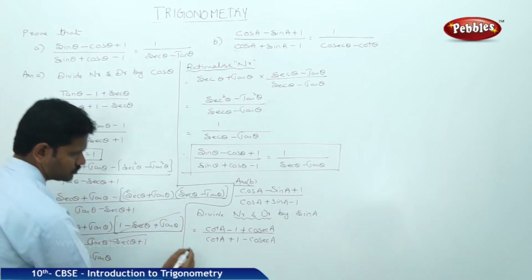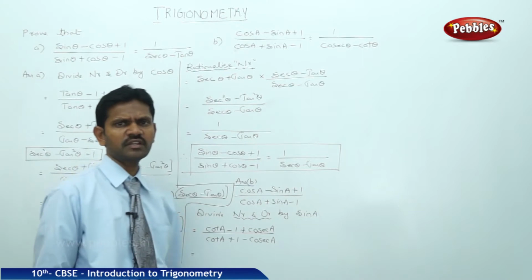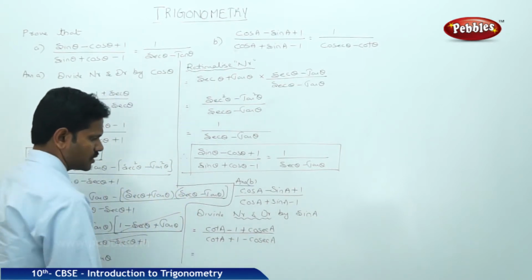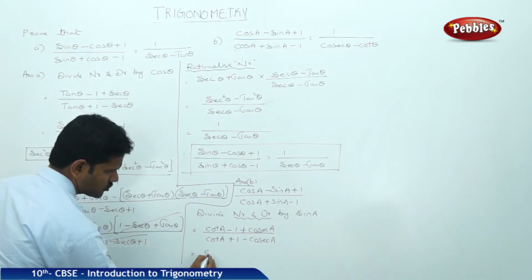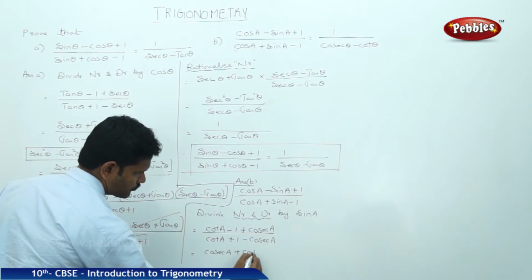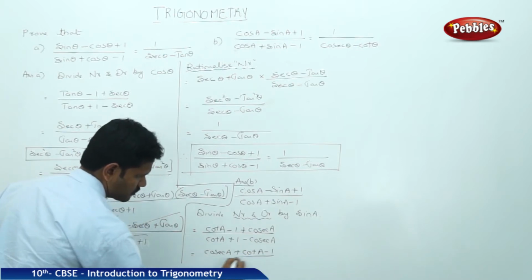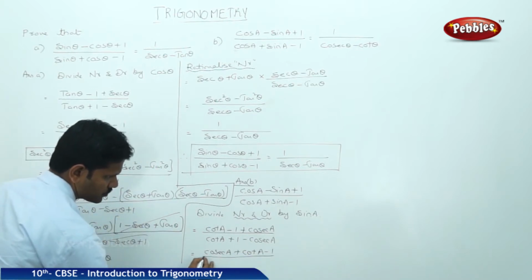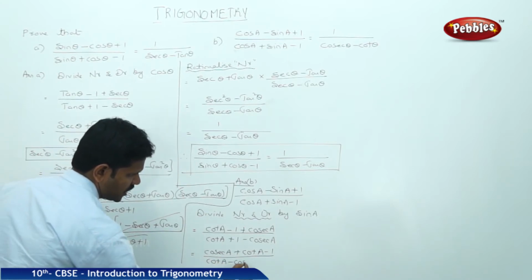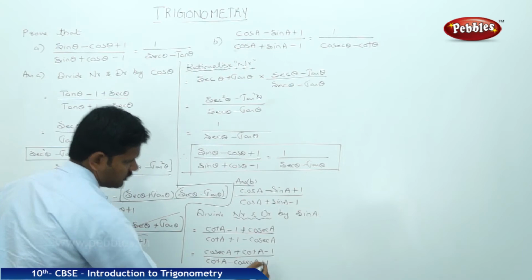Now next step, arrange this one in order. What is the meaning of order? According to your identity. Your identity is first cosec A plus cot A minus 1 by cot A minus cosec A plus 1.